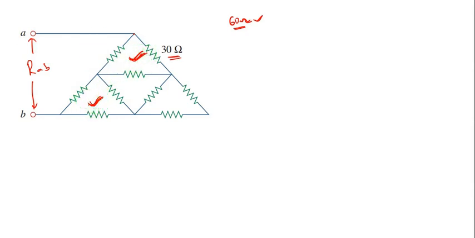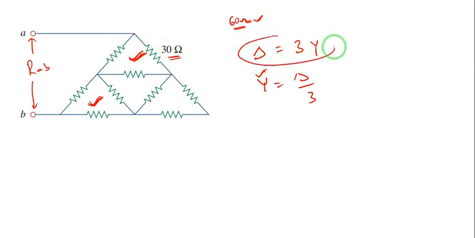For delta to star conversion, there is a formula. See here, delta equals 3 star. For converting to a star connection, star equals delta by 3. If the resistance of the delta is 30 ohms, then for the star connection the value will be 1/3, that is 10 ohms. Just remember, delta equals 3 star.